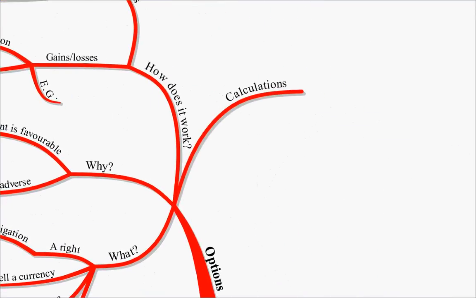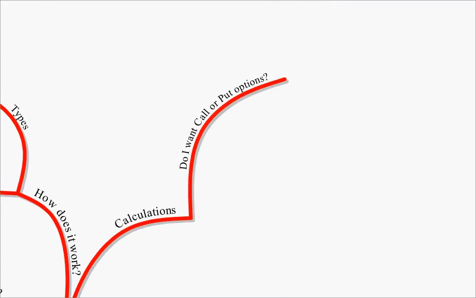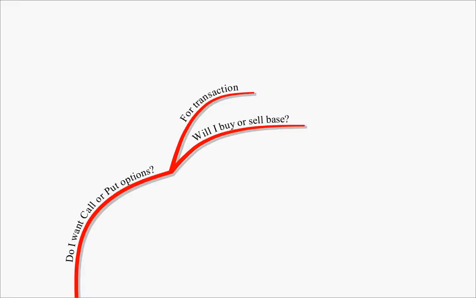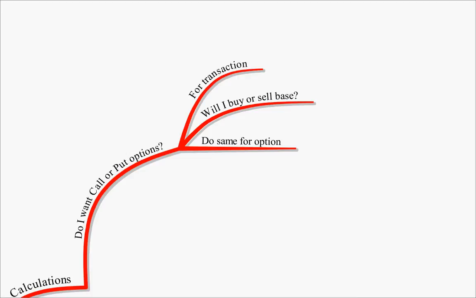So, the calculations then. First things first, do I want a call or a put option? How do I decide this? Well, you look at the transaction that you're going to undertake, i.e. the receipt or the payment in the foreign currency, and say, will I buy or sell my base currency? And do the same for your option. So if you're receiving $10 million and you're a UK company, think about the pound. You're receiving dollars, so you're going to buy pounds with your dollars, so you will buy an option or use a call option.